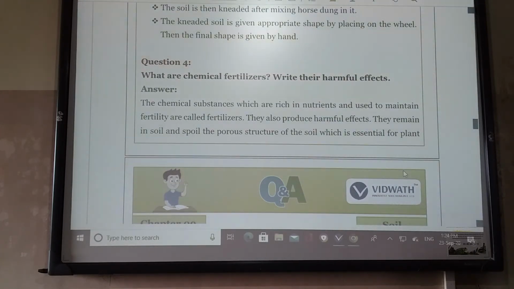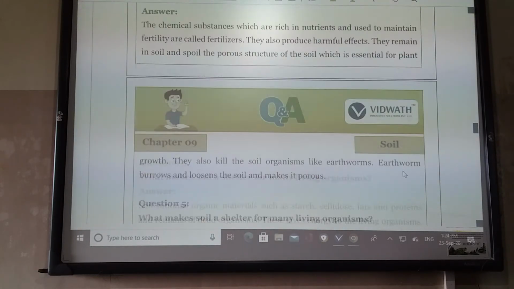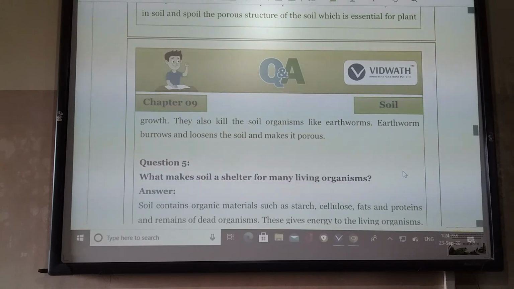How? Because they remain in the soil and spoil the porous structure of the soil, which is essential for plant growth. They also kill soil organisms like earthworms and crabs. Earthworms also burrow in the soil and make it porous. We know that the earthworm is called the farmer's friend. When we use unnecessary chemicals, the earthworms die.